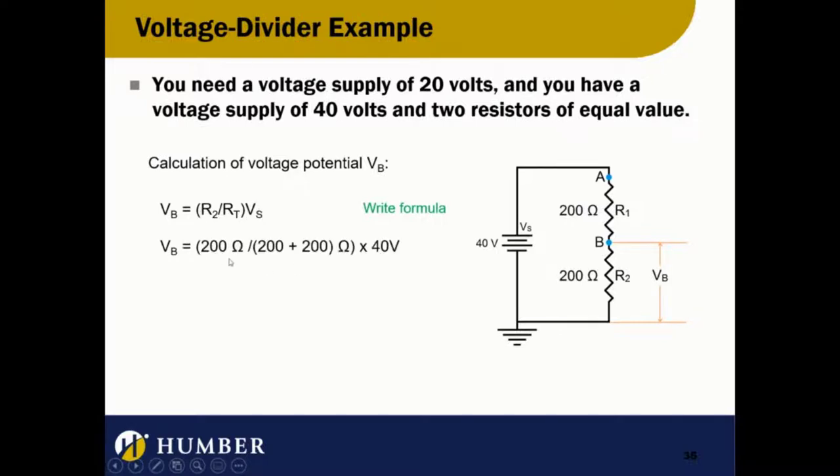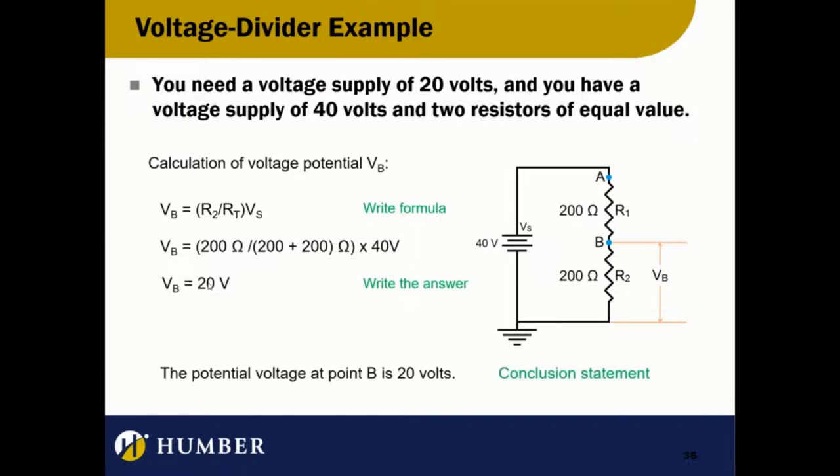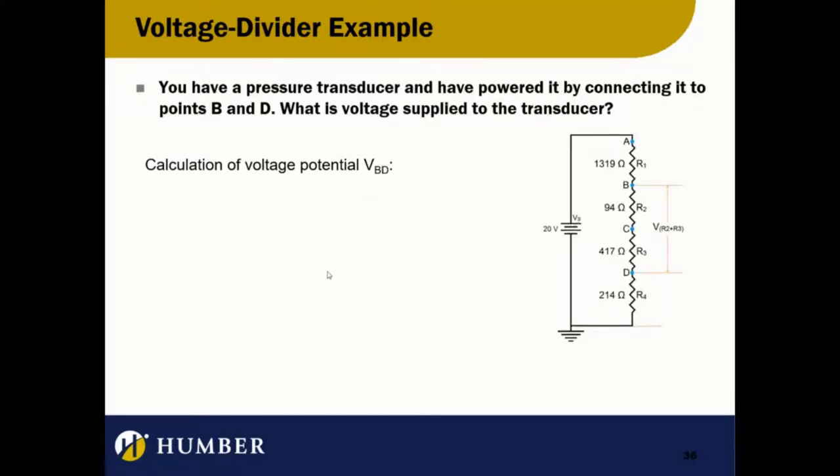I fill in my formula, and I get my numbers. I have to make sure I put my units in there, and I know that ohms divided by ohms equals nothing, and I end up with volts, and my answer is 50 volts. So that was pretty simple. Let's go on and take a look at another one that is a little bit more complicated, and we'll see what's going on here.